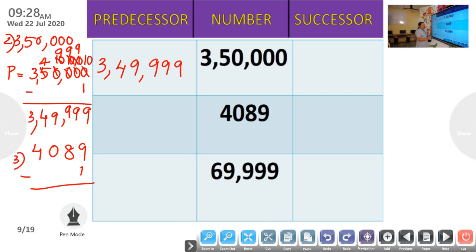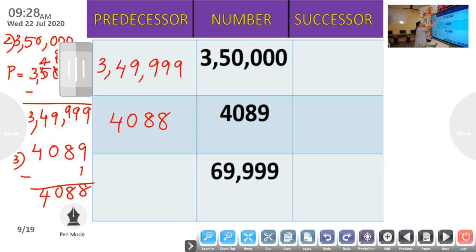1 should be in the 1's place. Then 9 minus 1. 9 in your mind, 1 in your hand. How much are you getting? It's 8. Then bring down the 8, bring down the 0, bring down the 4. So the predecessor of 4,089 is 4,088. Given number minus 1. Then the fourth question.